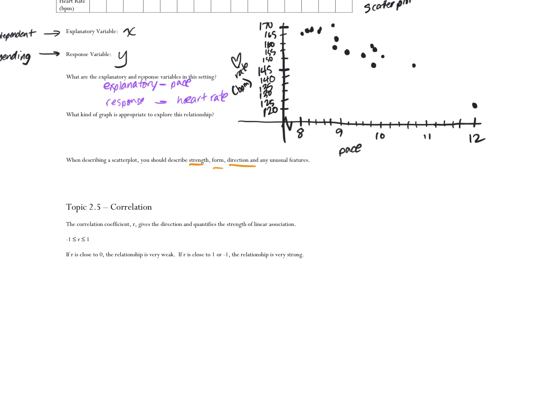So let's talk about strength. Does this look like a strong relationship? Would you feel comfortable if I said, guys, I'm going to go run today. I'm going to try to run a 10-minute mile. What should my heart rate be? Would you feel comfortable making that guess for a 10-minute mile? Why are you comfortable with that? All right, so what if I said an 11:25 mile? Right here. Could you still make a guess?